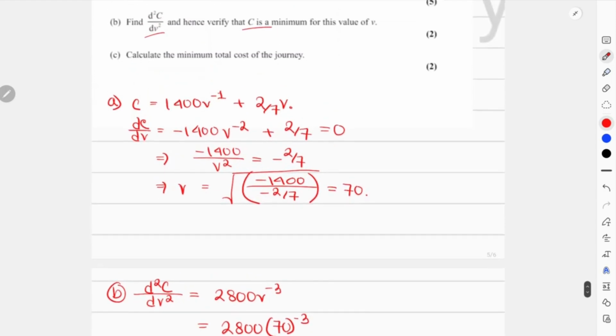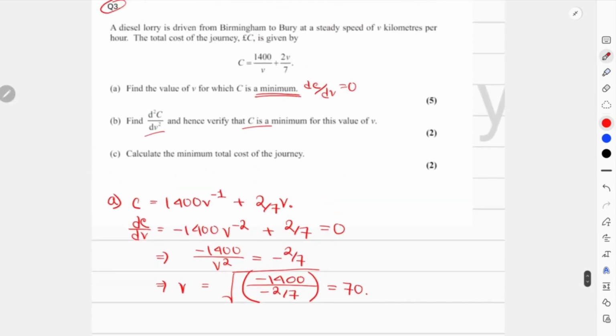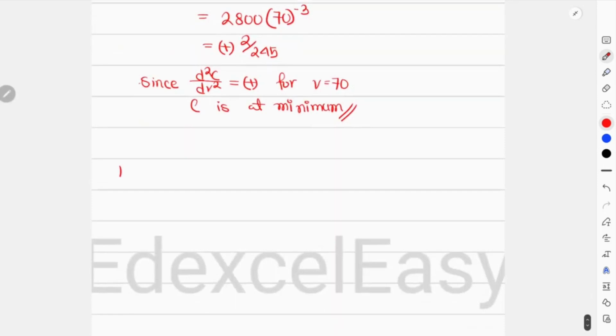Okay, and after this they want you to find the minimum total cost of the journey. That means using that value of v, you input it in the original equation and find the value of c: 1400 over v plus 2v by 7. For part c it's going to be c equals 1400 over 70 plus 2 times 70 over 7. That will give you the final answer, which is 1400 over 70 plus 2 times 70 over 7, and you're going to get 40. Now this is the minimum cost.